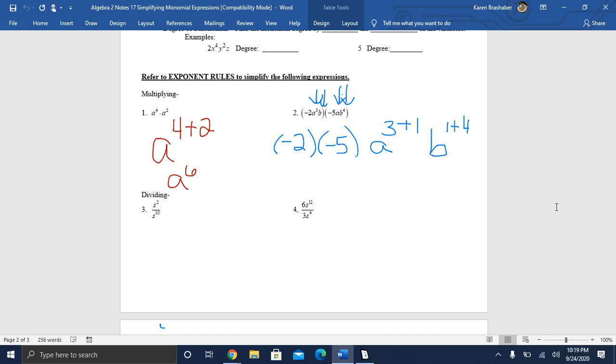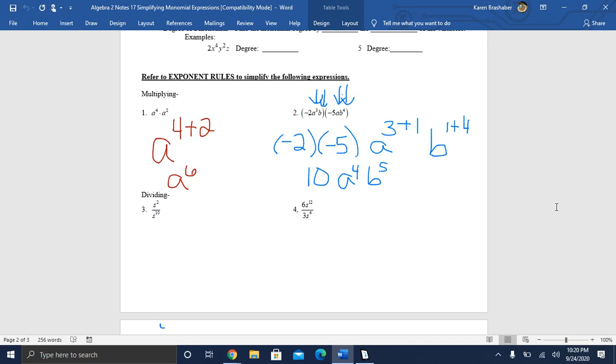So that -2 and -5 would make 10. They're numbers, they're coefficients. You treat numbers like numbers, and then exponents have their own rules. So a would be to the 4th power and b to the 5th power. So the monomial becomes 10, a to the 4th, b to the 5th power. So that's for multiplying. We'll look at dividing next.